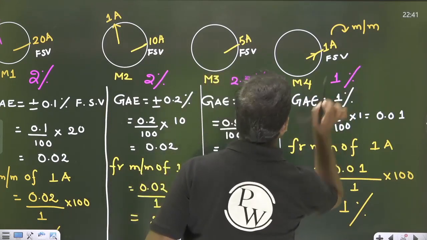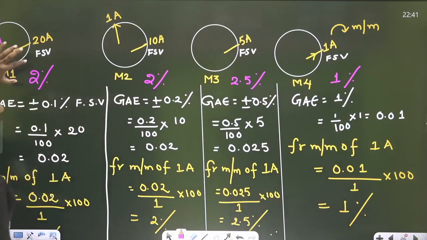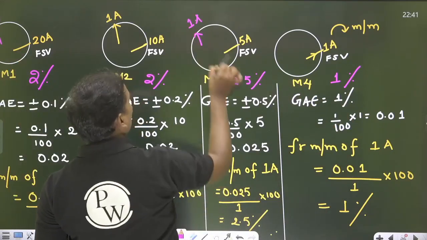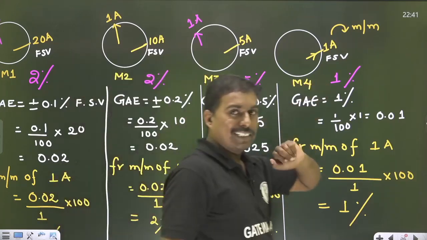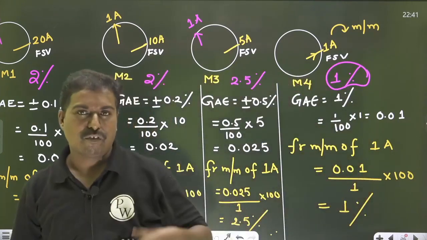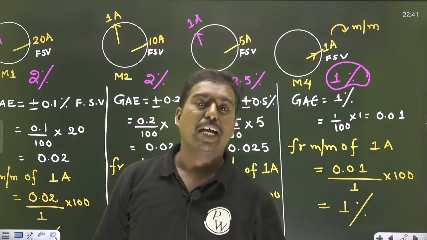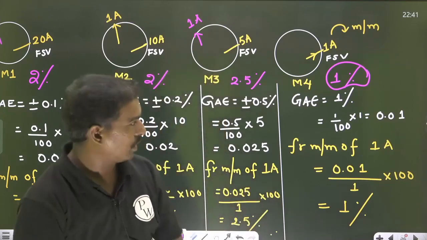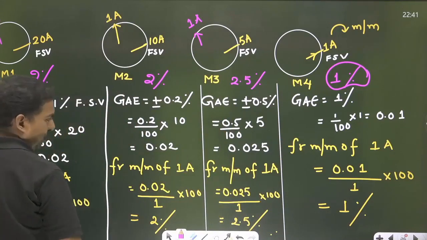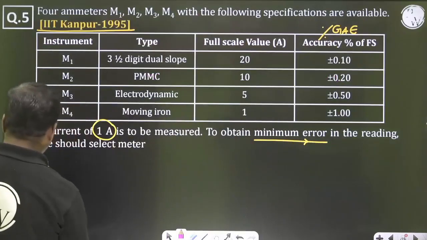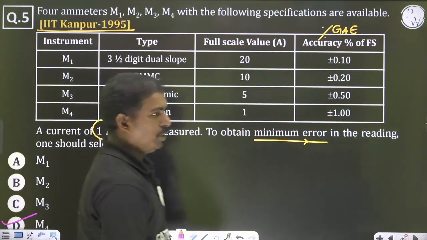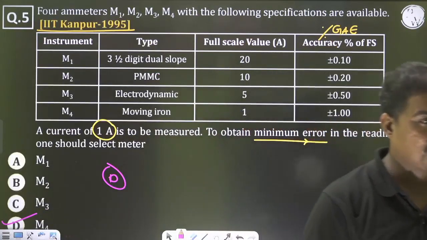So if you see the error for measurement of 1 ampere, here we are getting the highest error, 2.5%, and here we are getting the least error. So the fourth instrument is the best suited, because the fourth instrument's full scale value and your measurement are both matching. That's why we get the least error. So this is a beautiful question. The answer is meter 4. Option D is the right answer.